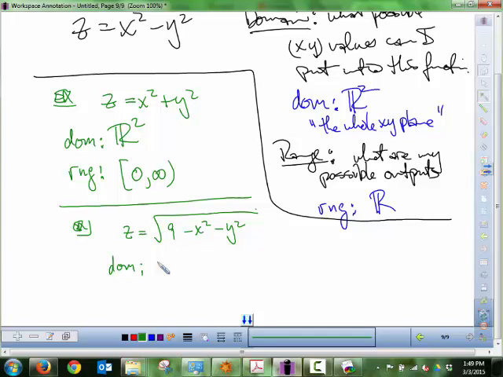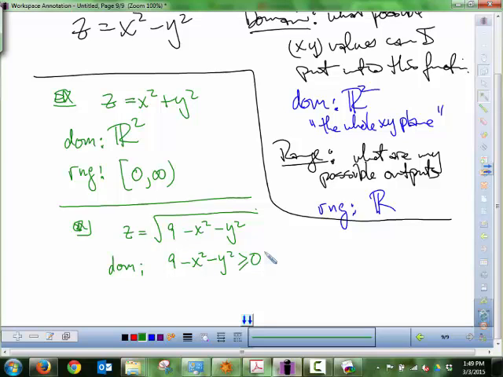It has to be positive, right? So your domain is going to be any xy value that I can put in here that would guarantee that the thing under the square root is positive. So why don't we say 9 minus x squared minus y squared has to be positive. Can it be 0? Yes. That just means z would be equal to 0, and that's all good.